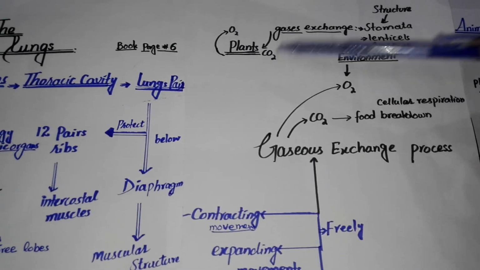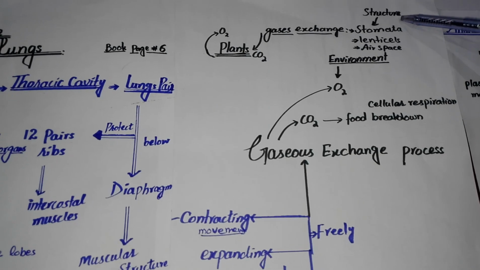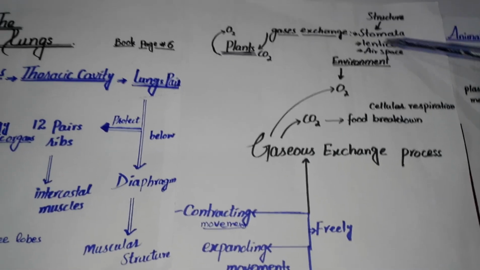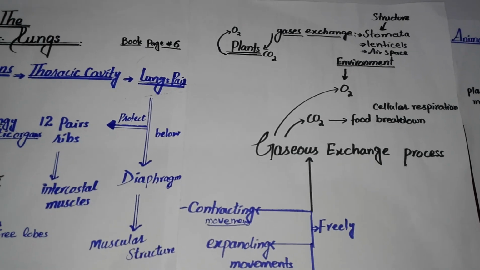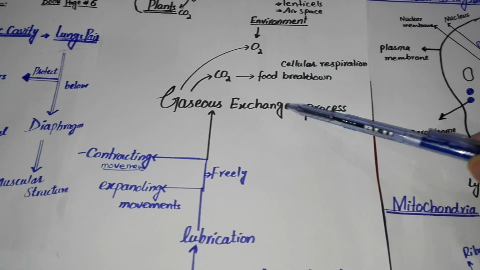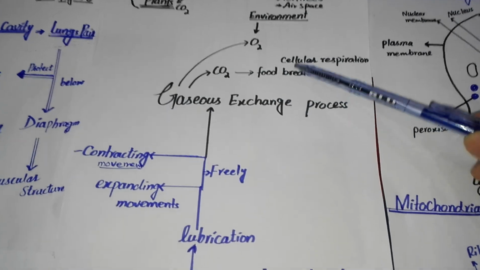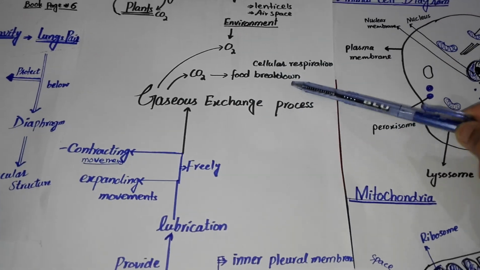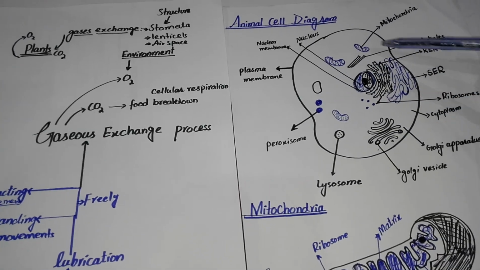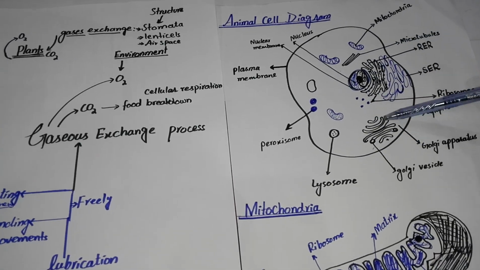The gaseous exchange in plants takes place through some structures: stomata, lenticels, and the air spaces present between the mesophyll cells. As we see, the carbon dioxide comes from the breakdown of food in the cellular respiration process. In the previous lecture, we discussed the cellular respiration process. There is the animal cell diagram.